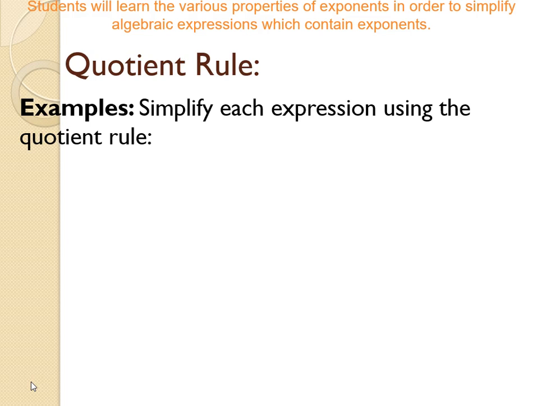Quotient rule. Just like the product rule, when we're multiplying, we add the exponents. When we're dividing, we subtract the exponents. Also notice that a should not be 0 because you can't divide by 0. Simplify each of the expressions using the quotient rule. So again, we're just going to subtract. a to the 10th divided by a to the 6th. 10 minus 6 is 4.